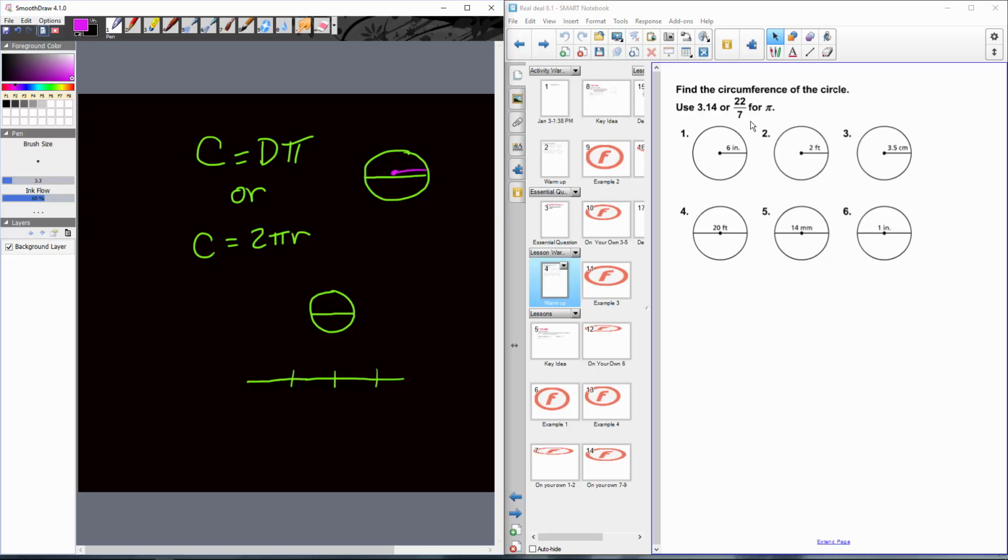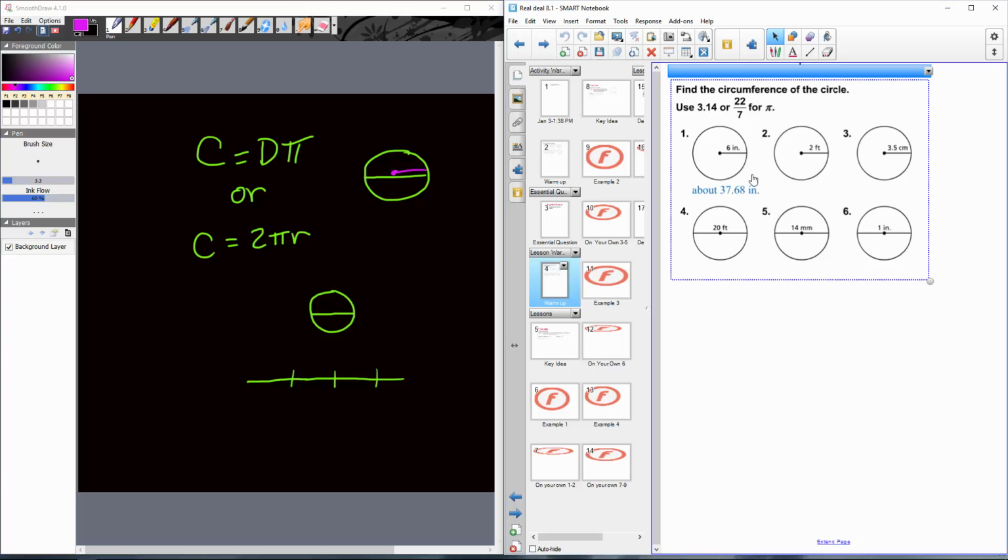So if I go through here and I want to find the circumference, I have my radius here, and I have to multiply this by 2, so 6 times 2 is 12, and then 12 times 3.14 is about 37.68.